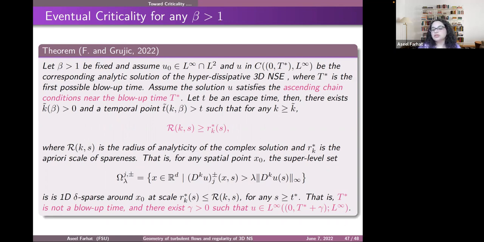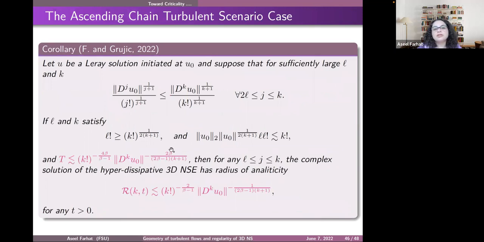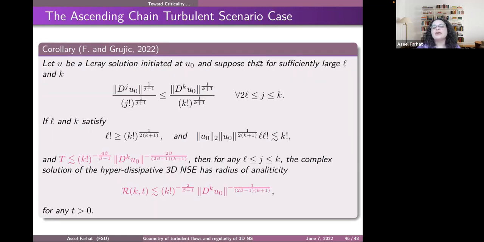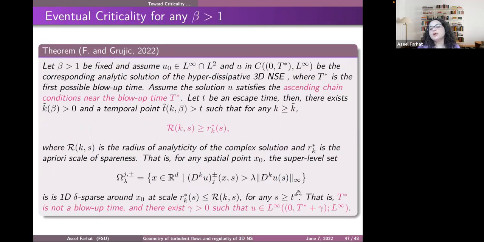Now, this is still conditional because of the way we describe turbulence, with what we call the ascending chain. So you have an ascending chain where you can control everything by the higher derivative. And there are other conditions. These can be relaxed a little bit. You have to be careful about them when you mesh things in this theorem, but nevertheless, we were not careful about that. It is still conditional in the sense that in this scenario you can say more about the hyperdissipative Navier-Stokes.